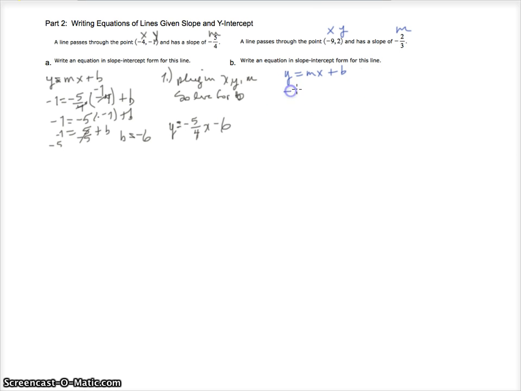-9 equals -2/3 times 2 plus b. When I multiply these, my 2's are going to cancel out. So I'm left with -9 equals -1/3 plus b. I'm going to add 1/3 to the other side.